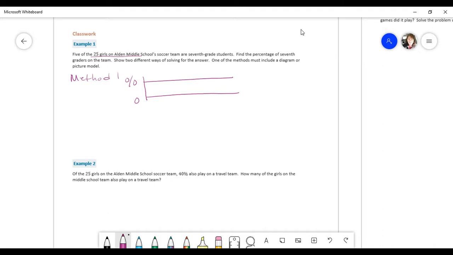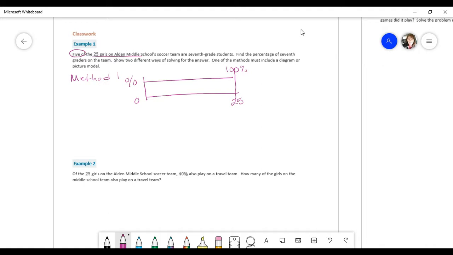Okay, so we know percent is always out of 100. So we know that 100, if we have all of them, are 25. Okay, so 25 of them are girls. Oh, I'm so sorry. It says 5 of the 25. I have to miss that. 25 is all of the kids. So that's the 100%. And 5 of them are going to be girls.